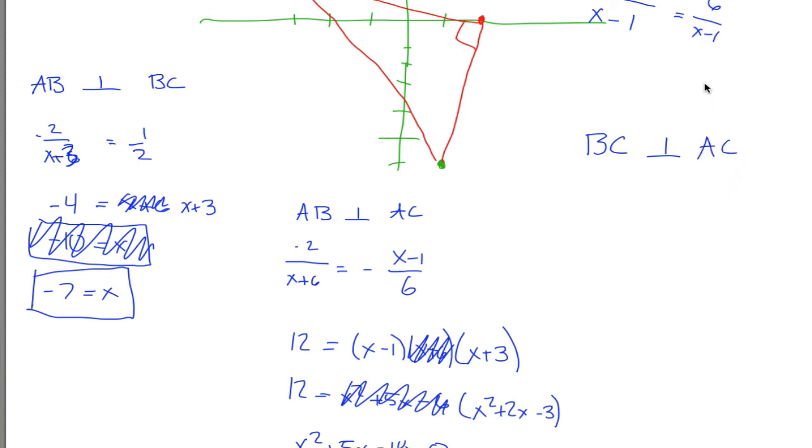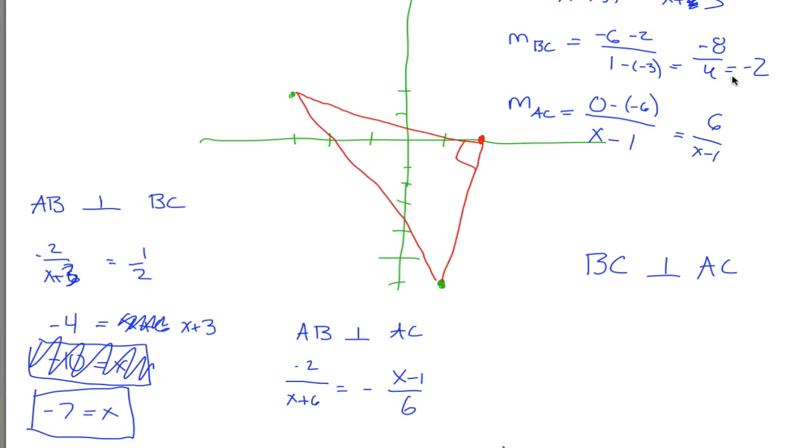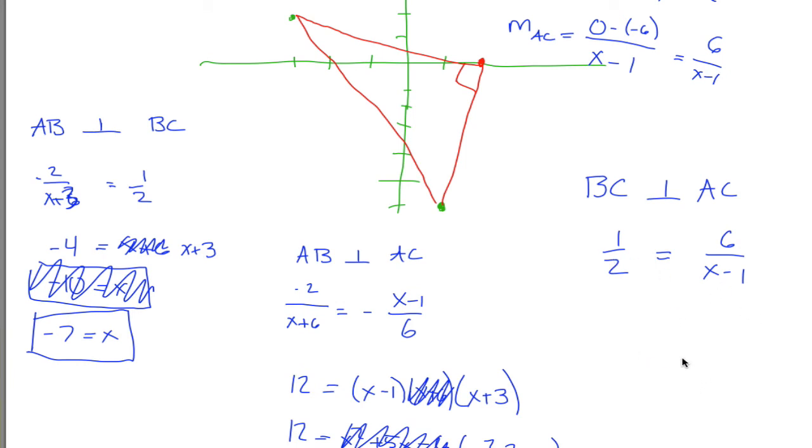are perpendicular. Well, the slope between A and C is 6 over x minus 1. I want that to be equal to the negative reciprocal of negative 2. The negative reciprocal of negative 2 is 1/2. So I want to solve this equation here. If you cross multiply, you get that 12 equals x minus 1. Add 1 to both sides, you get x equals 13.